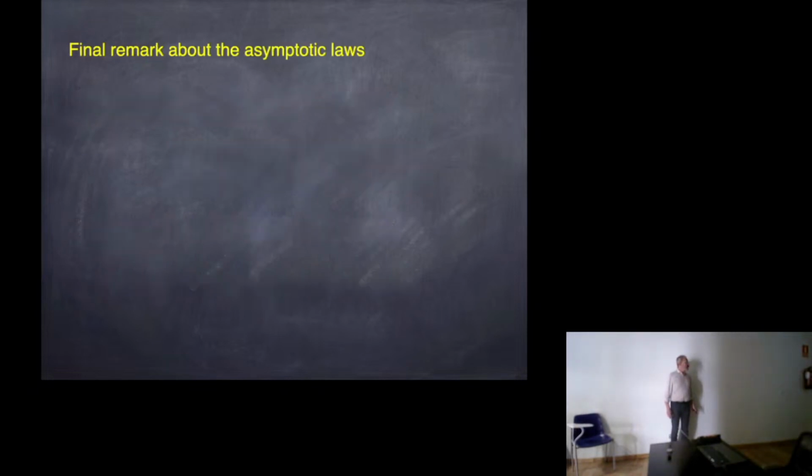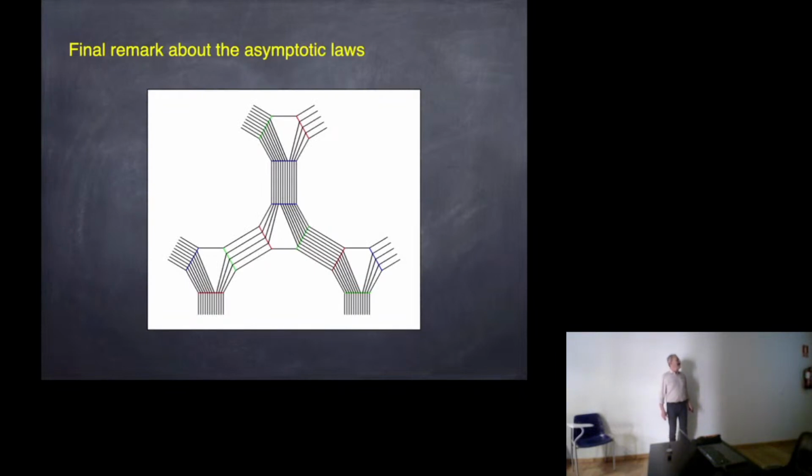And then I have a final remark about the asymptotic law. So I come back to the beginning. I think I'm already in time. So this is one of these curves in a very simple situation. It's just a graph that, what's it, four-hole sphere.